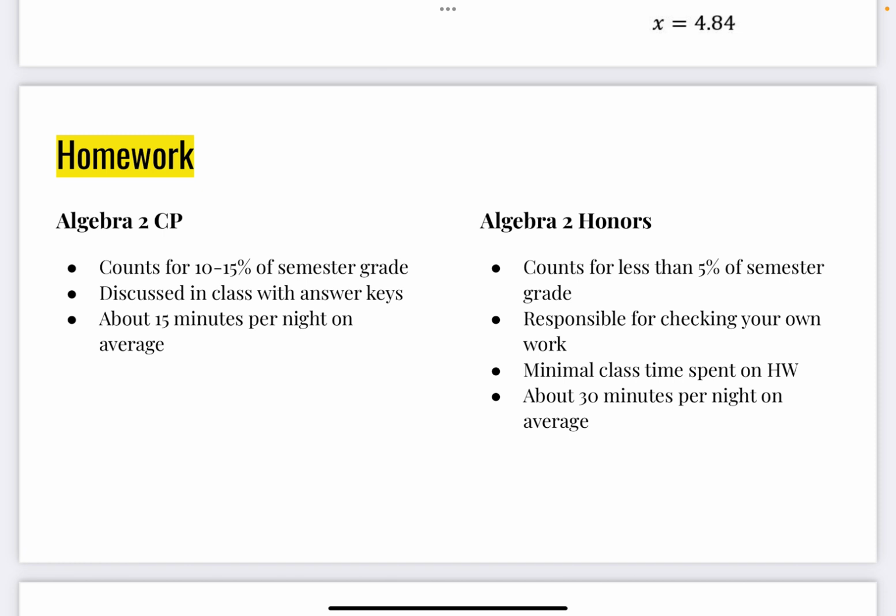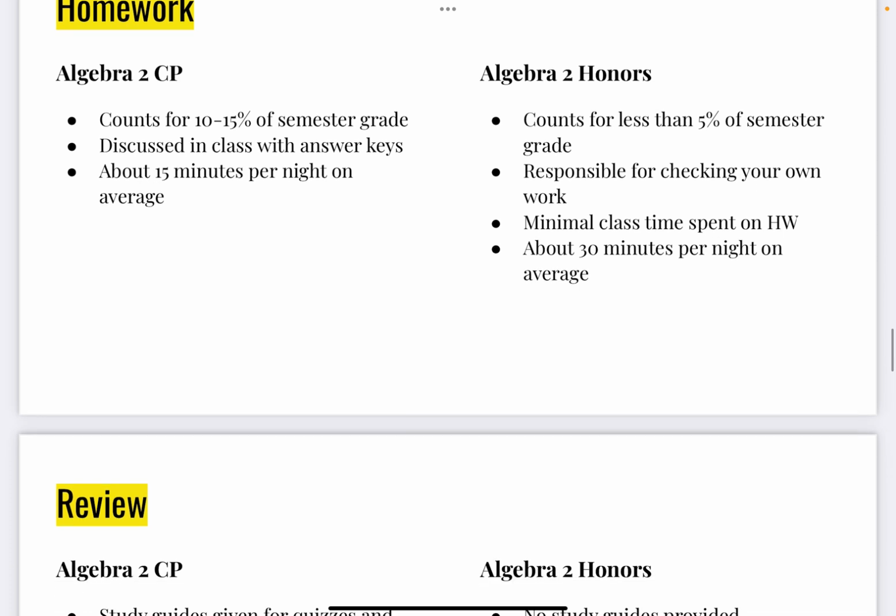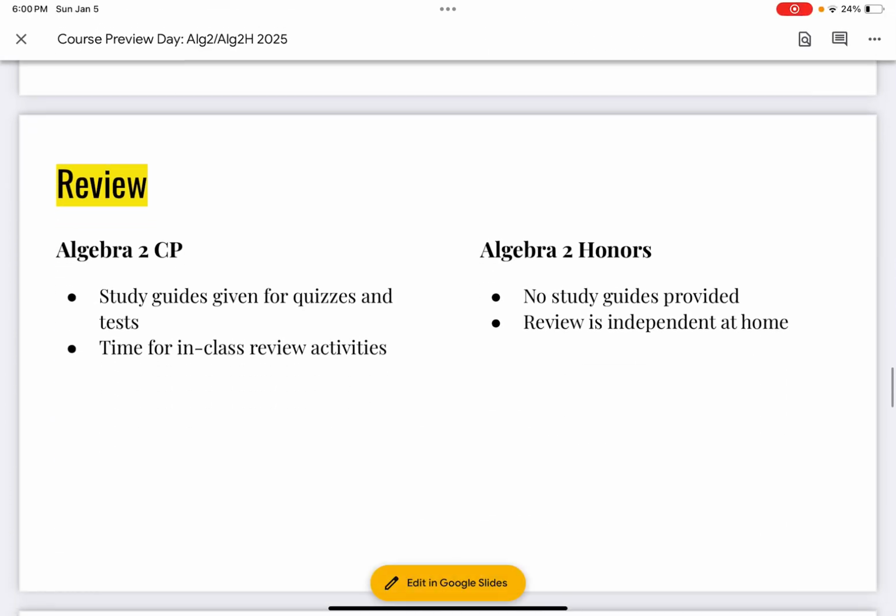Minimal class time is spent on it. We might go over one or two questions if we have time, and on average, about 30 minutes per night. Okay, in terms of reviewing, this is a huge difference.